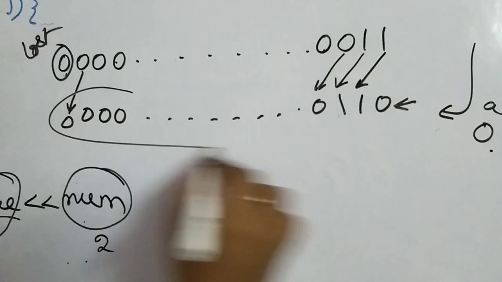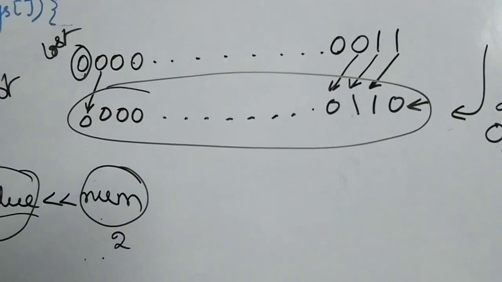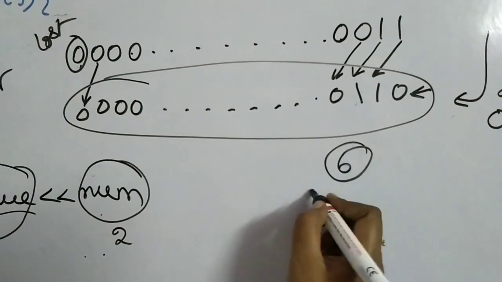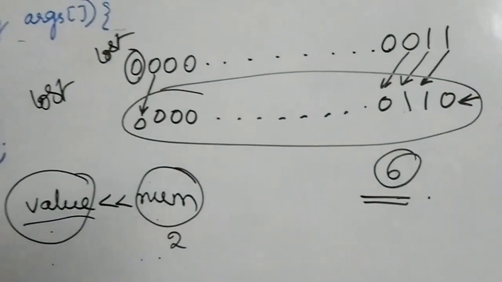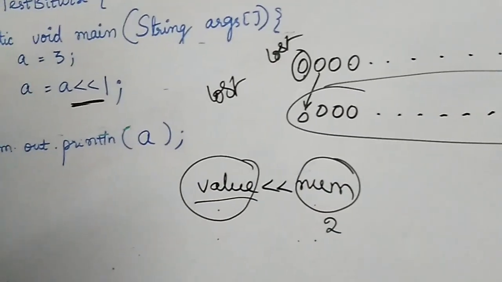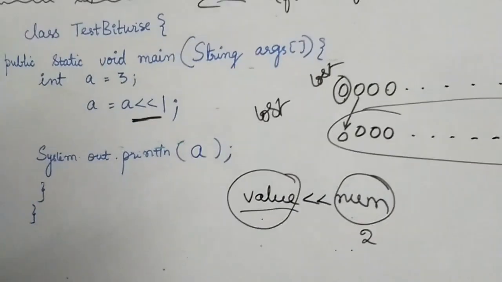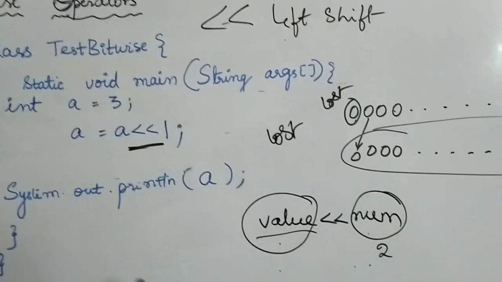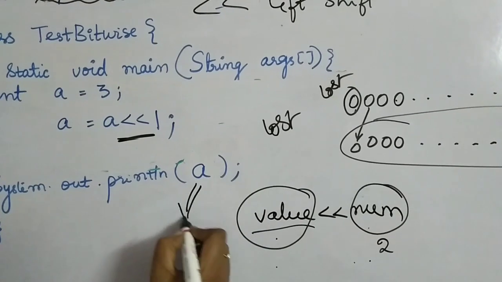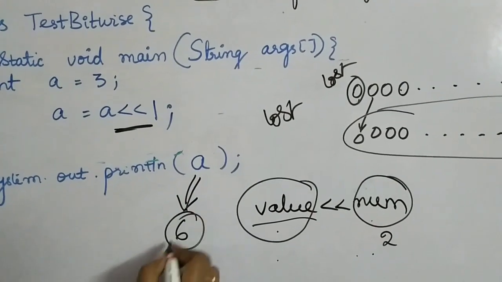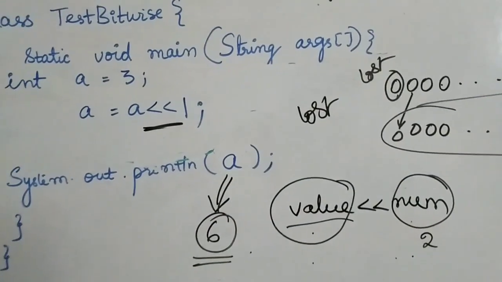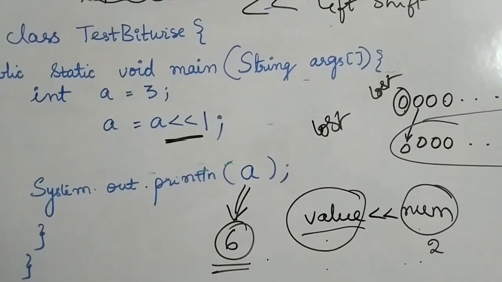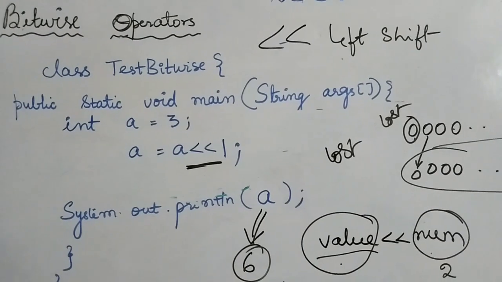And if we calculate the result of this operation, what is the answer that we get? The result is 6. As I told you, the value will be multiplied by 2. So 3 is multiplied with 2 and we get 6. So whenever you want to perform high performance multiplication by 2, then you will be using the left shift operator.